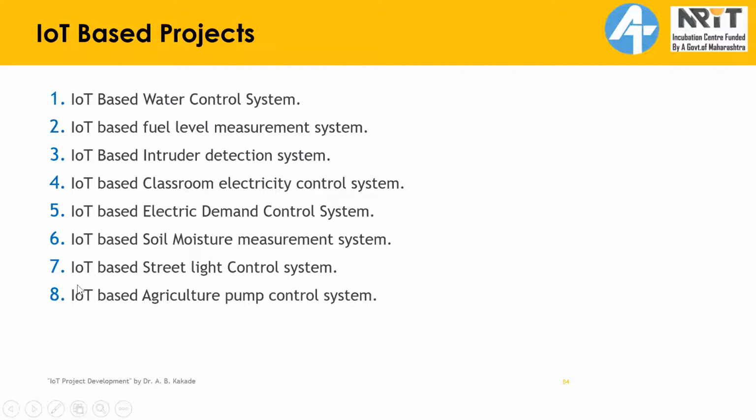Project number 7 is IoT based street light control system. Project number 8 is IoT based agriculture pump control system. So project number 8 is quite difficult because there are so many conditions you must take into account while designing this IoT based agriculture pump control system.